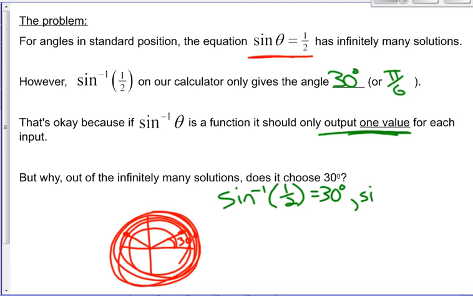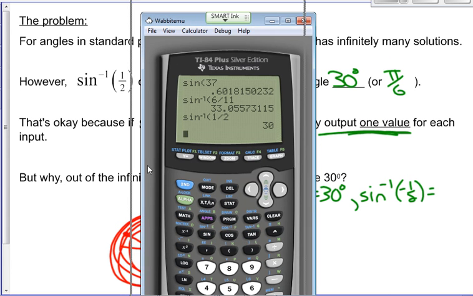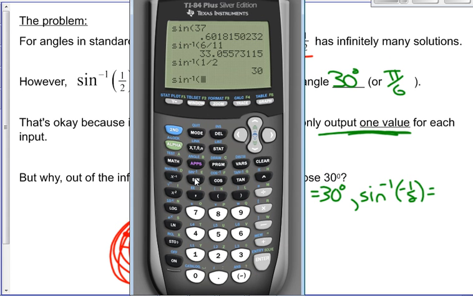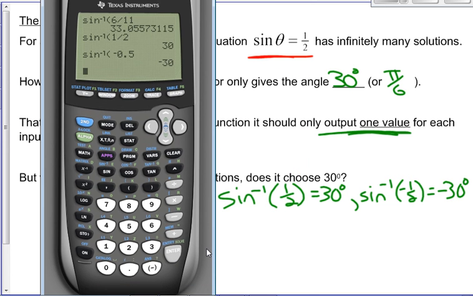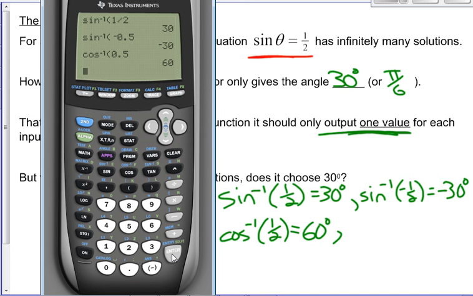I wonder what happens if I put in a negative value. If I go inverse sine of negative a half, it gives me negative 30. So maybe they're just negative angles when it's negative. Let's keep going. We're going to investigate this a little more. What about the inverse cosine of a half? That gives me 60 degrees. That makes sense. That's the smallest angle I can think of with a cosine of a half.